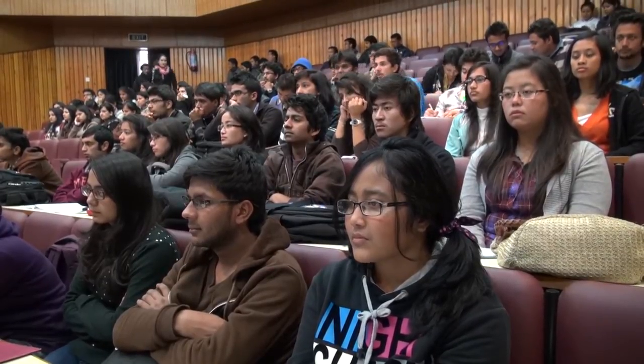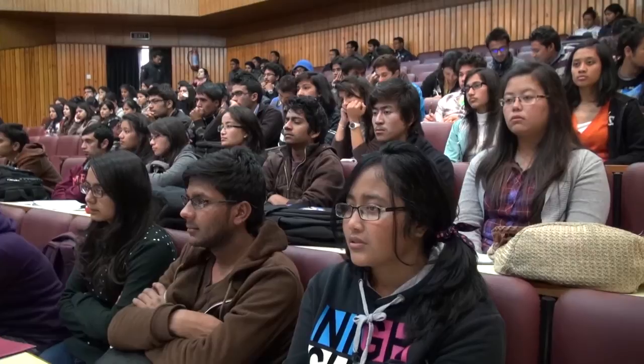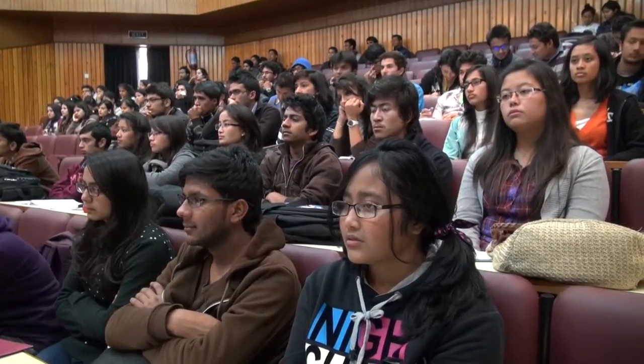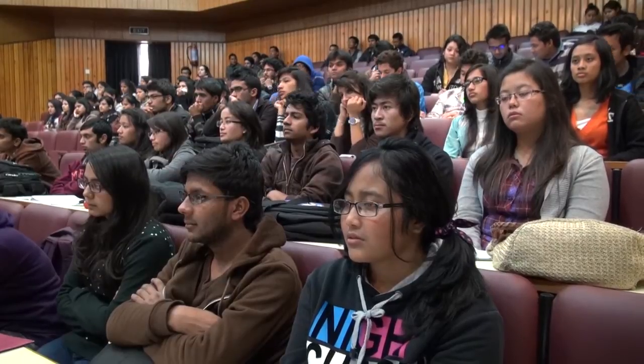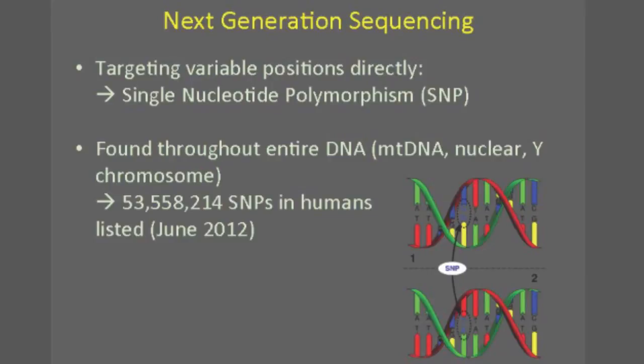The fact that they can be found in nuclear DNA also means that you can look at things like heterozygosity, which is not possible on the mitochondrial DNA. And there are very many of them. So in June 2012, they counted 53 million SNPs that were officially recorded in humans. So there are a lot of SNP positions in the DNA.